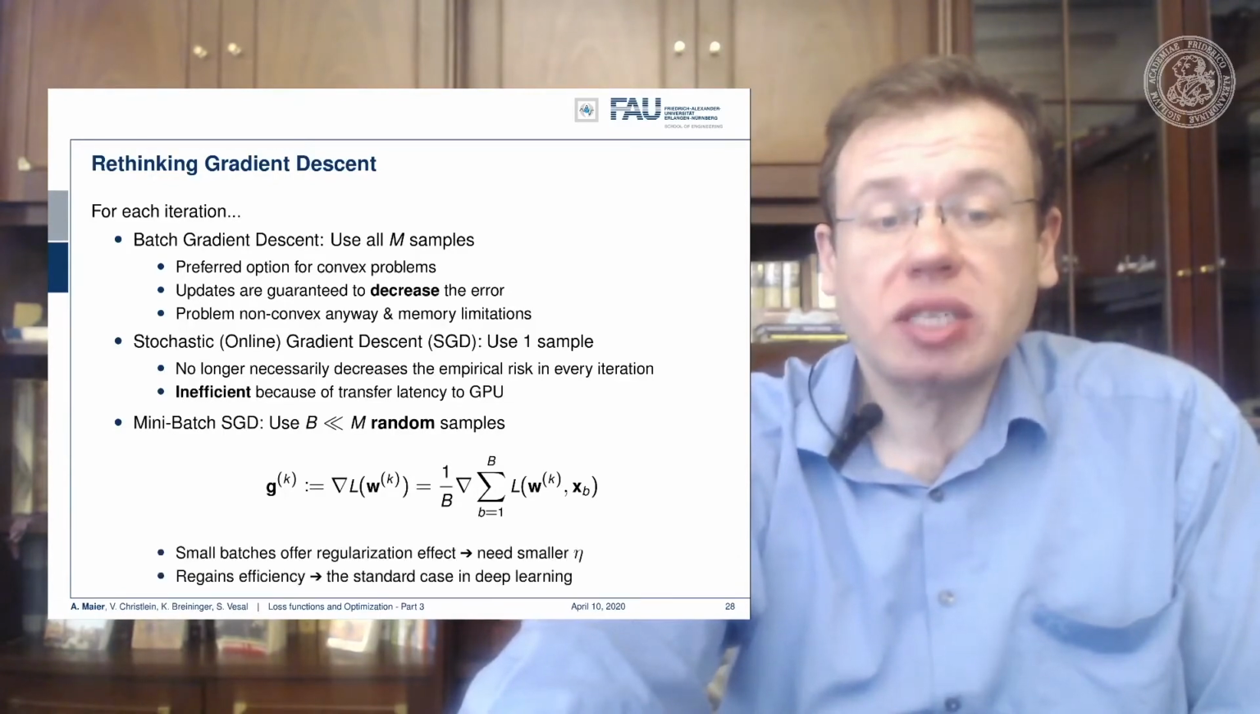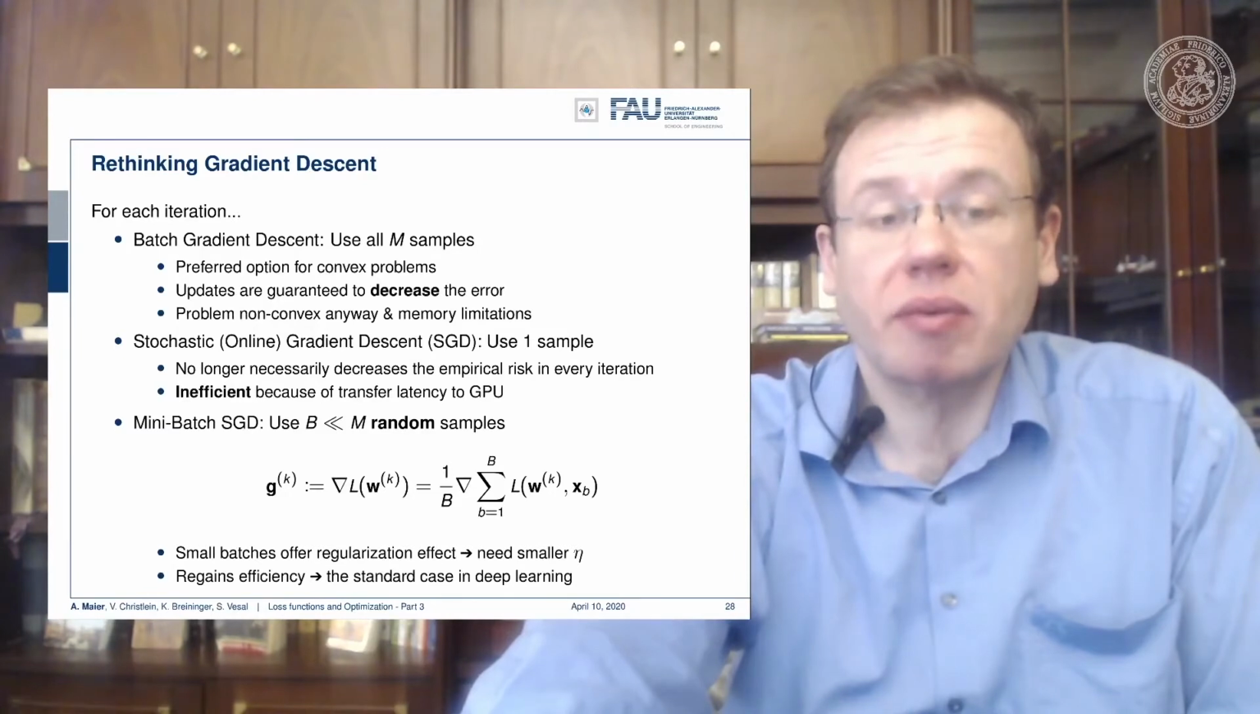So small batches are useful because they offer a kind of regularization effect. This then typically results in smaller eta. So if you use a mini-batch stochastic gradient descent, typically smaller values of eta are sufficient. And it also regains efficiency, and typically this is the standard case in deep learning. So a lot of people work with mini-batch stochastic gradient descent.